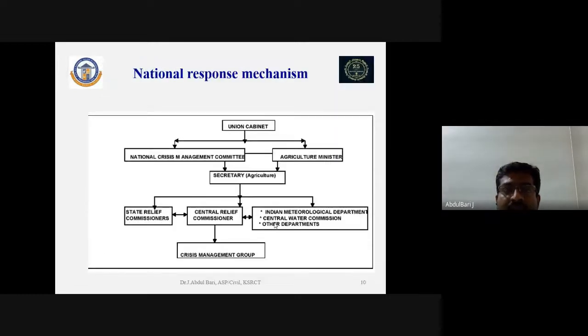So this is the natural response mechanism for your natural disaster. The Union Cabinet will be there. Under that Union Cabinet, we will have the National Crisis Management Committee as well as the Agriculture Minister. Both will have a secretary, and mostly the secretary will be from the Agriculture Department. And some state relief commissioners, central relief commissioners, the Indian Meteorological Department, the Central Water Commission, or other departments will be taken care of by the secretary.